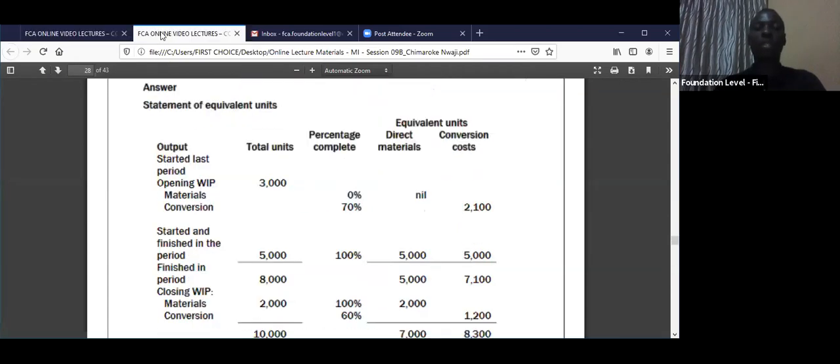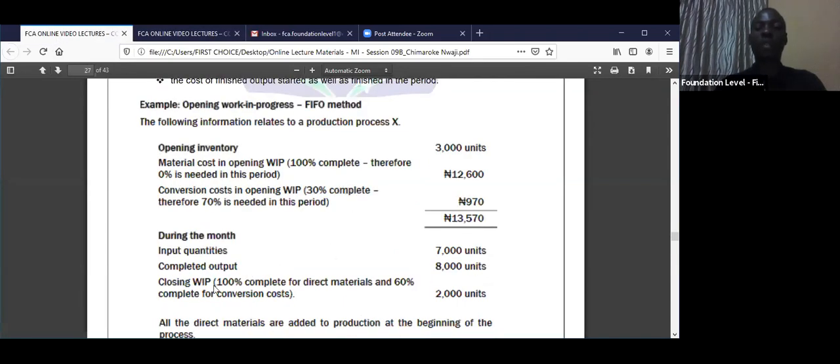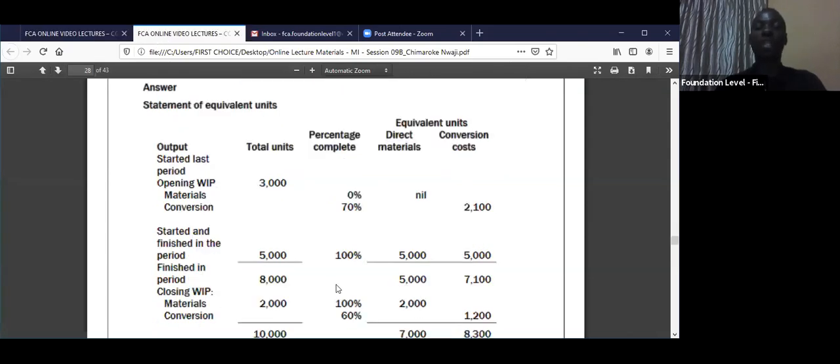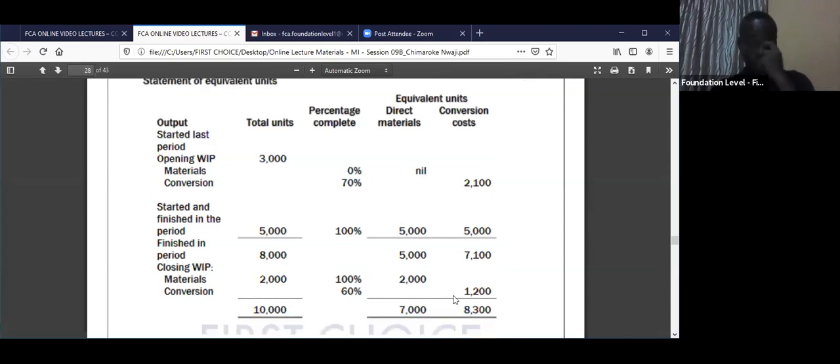Now look at the closing work in progress that we were given: 2,000 units. We were told that it is 100% complete for material and 60% complete in conversion. So we take it 100% complete in material, 60% complete in labor. So 100% is 2,000, 60% is 1,2. When you add these two together, you're having 7,000. Add these two together, you're having 8,300.